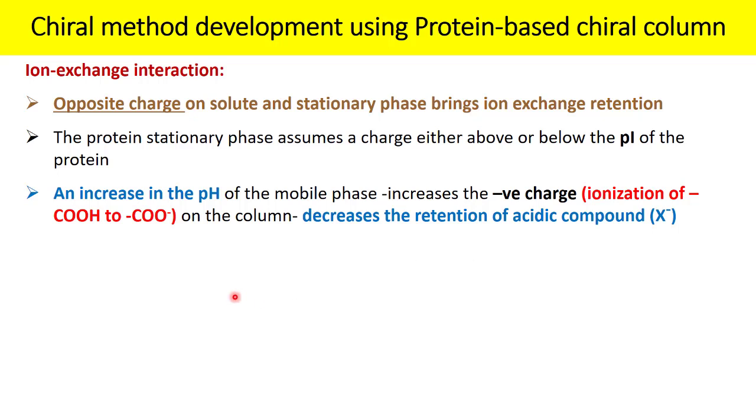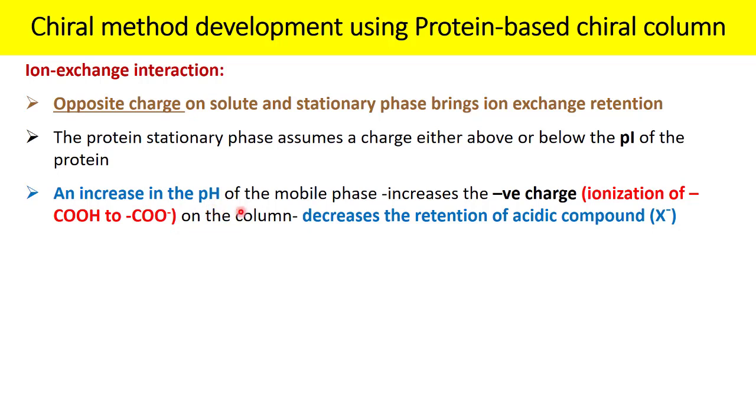An increase in the pH of the mobile phase increases the negative charge. Why? Because the pH increases means it may go towards the alkaline side. If the pH goes to the alkaline side, can you see that there is a chance of ionization of acidic functional groups? It can donate the proton and develop the negative charge. As an example, COOH is present on the amino acids, meaning the protein, right? That carboxylic functional group can lose the proton and yield COO minus, that is a negative charge.